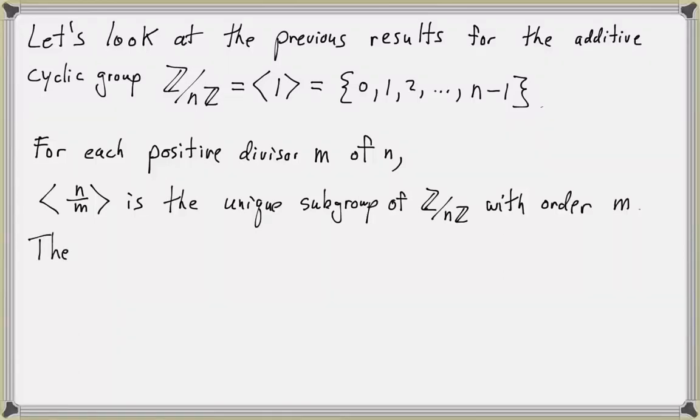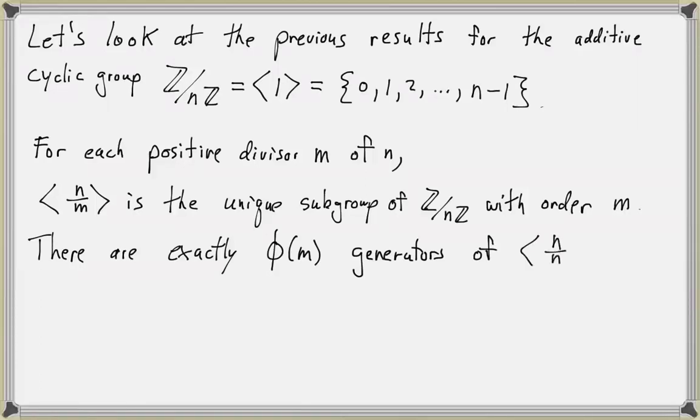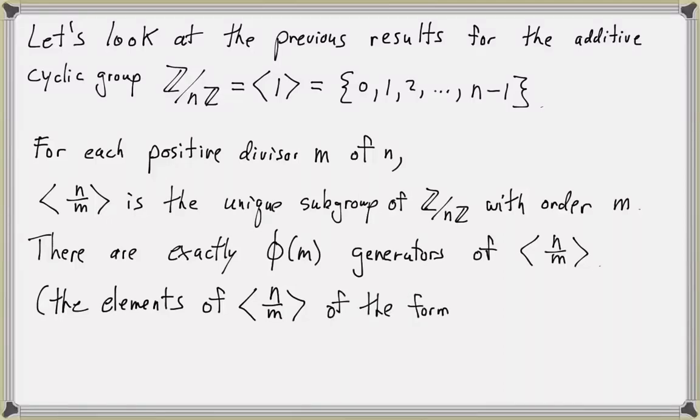Further, there are exactly phi of m generators of this cyclic subgroup generated by n over m, where, again, this is the Euler phi function, and these generators are the elements of the cyclic subgroup generated by n over m of the form n over m times an integer relatively prime to m. So they look like n over m times an integer k, where the GCD of m and k equals 1.